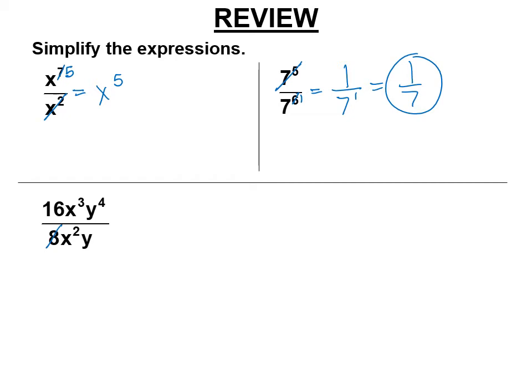8 goes in, 8 divided by 8 is 1, 16 divided by 8 is 2. X squareds cancel. That x becomes 1, right? There's one extra x on the top. This y cancels. There's 3 extra y's on the top. So it's 2x to the first. We'll write x. Y cubed over 1, which is that. Done.